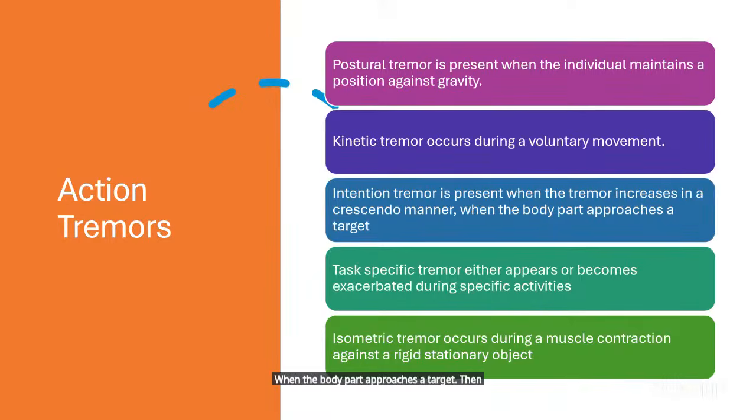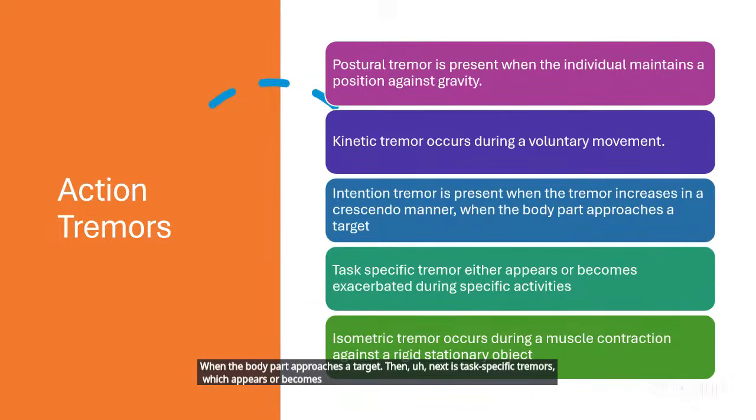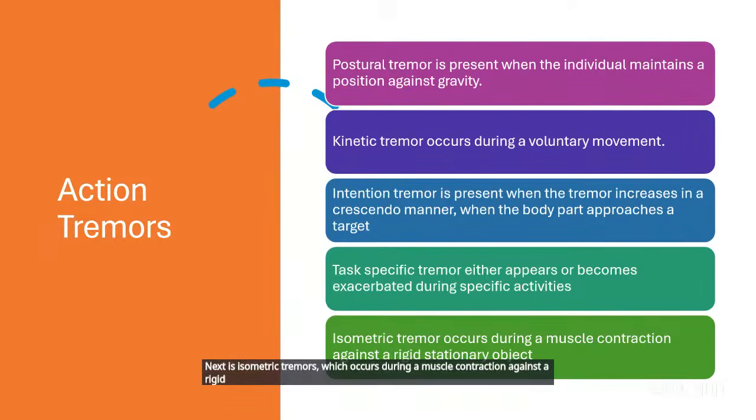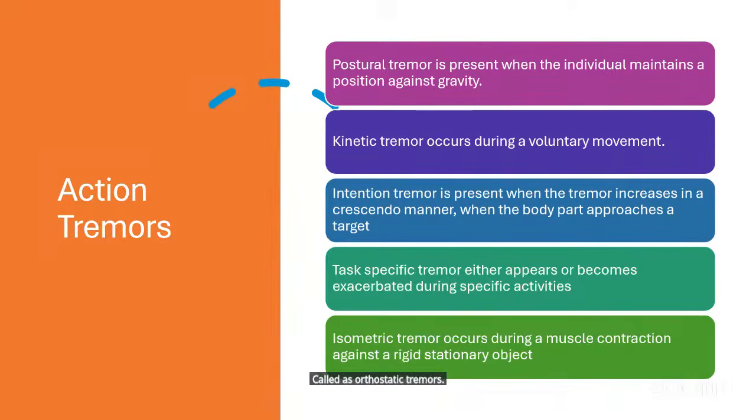Then next is task specific tremors, which appear or become exacerbated during specific activities like voice tremors during singing and writing tremors during writing. Next is isometric tremors, which occur during a muscle contraction against a rigid stationary object, like seen in legs, called orthostatic tremors.